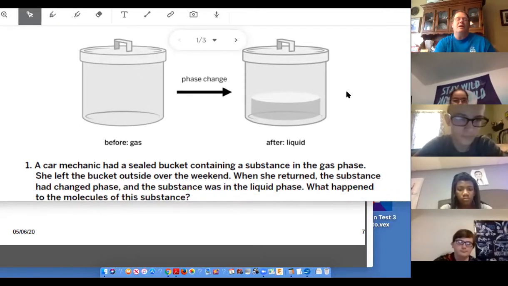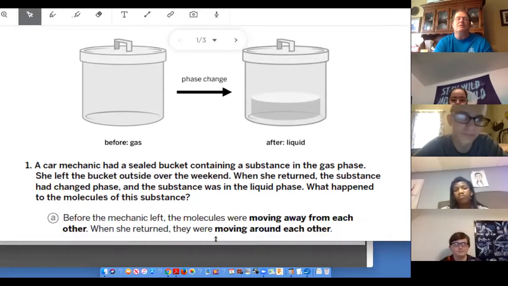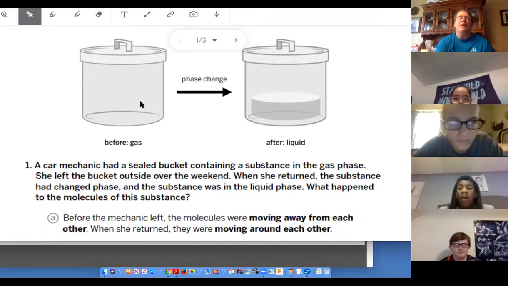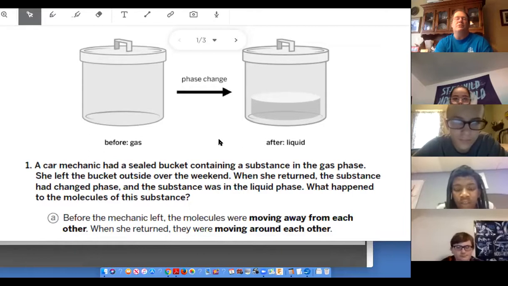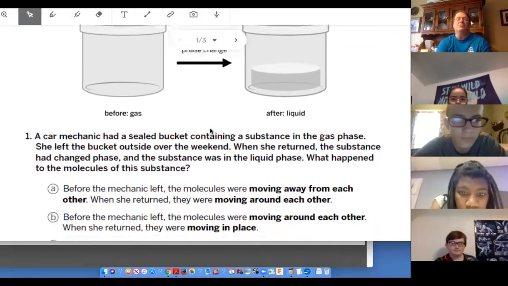So number one, a car mechanic has a sealed bucket containing the substance in the gas phase. So right here. She left the bucket outside over the weekend. When she returned, the substance had changed phase and the substance was in the liquid phase. So before and after. What happened to the molecules of the substance?